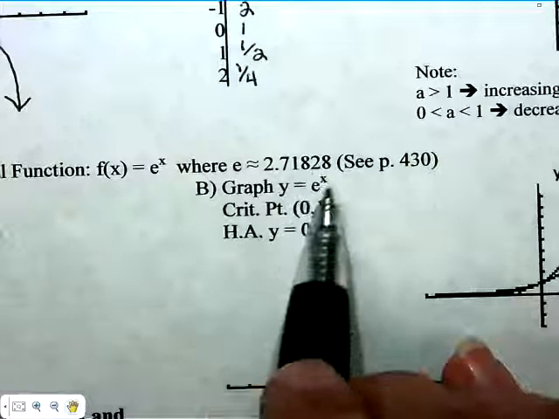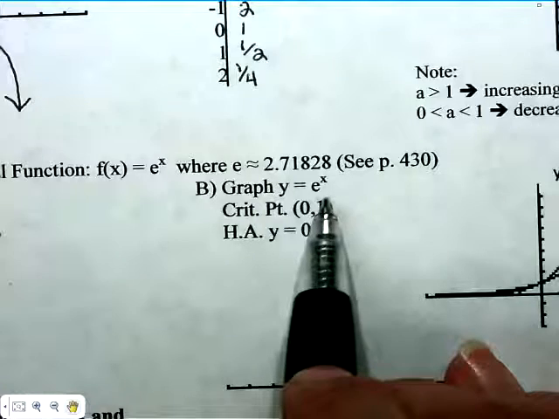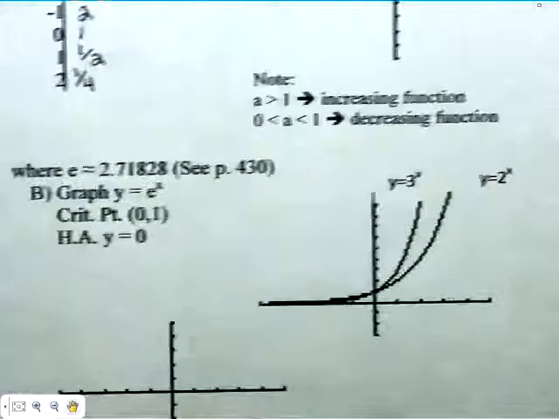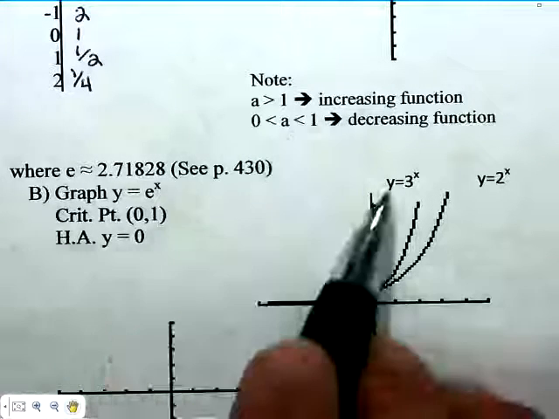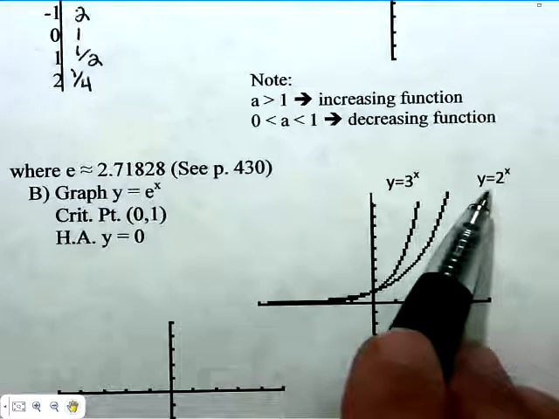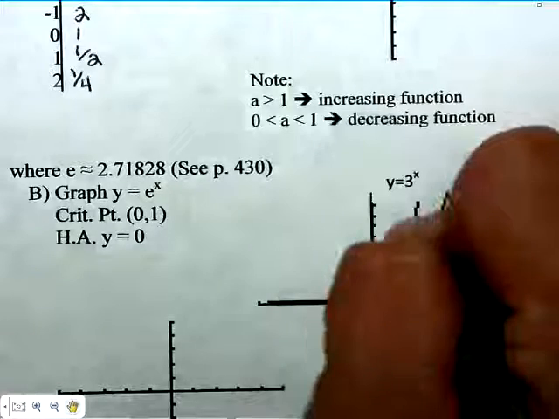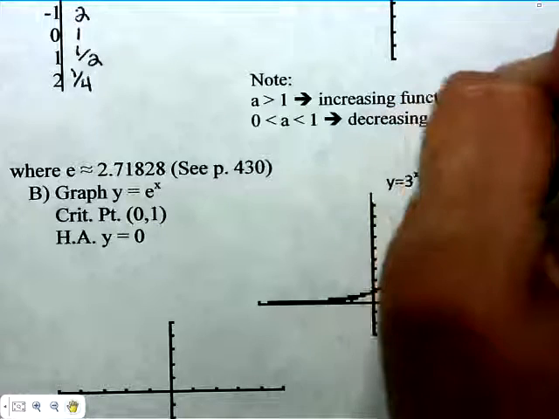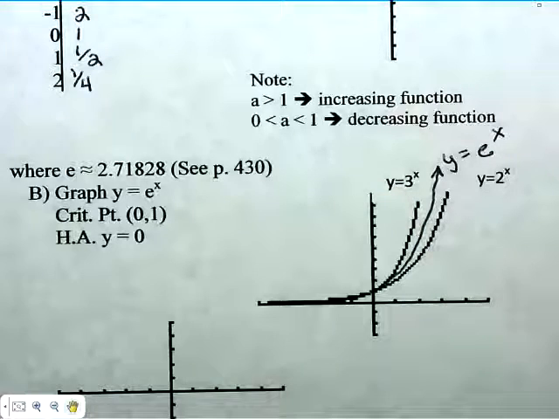And then what did I say a while ago? The bigger the base, the what? Steeper the function. 3 to the x is going to be a little steeper than 2 to the x. Guess where e to the x is? Right between them. A little bit closer to 3 to the x than 2 to the x. e's a little bit closer to 3 than it is 2. So the graph of e to the x is going to be right between those two graphs, just a little closer to 3 to the x than 2 to the x.